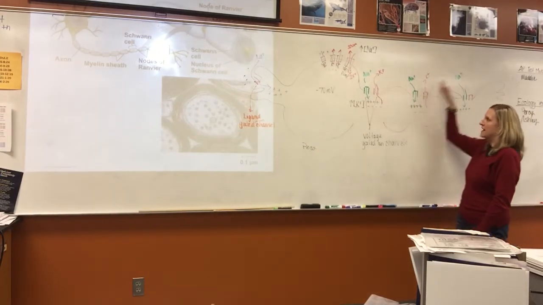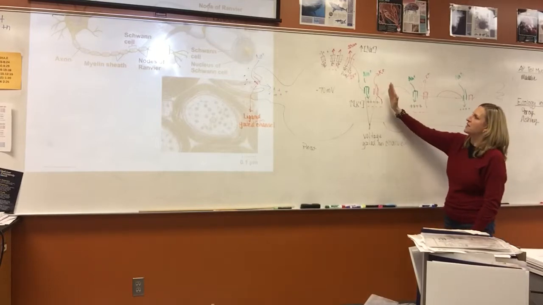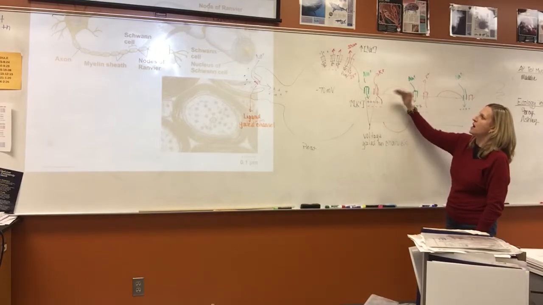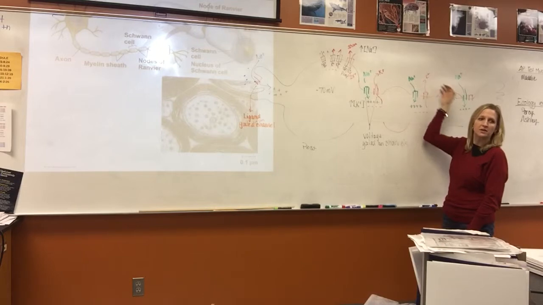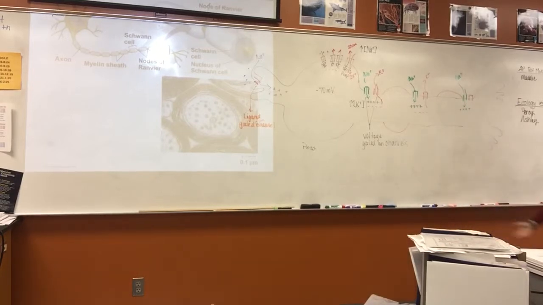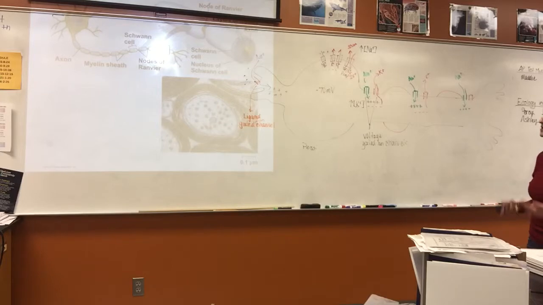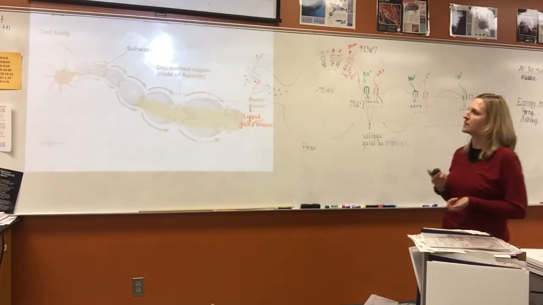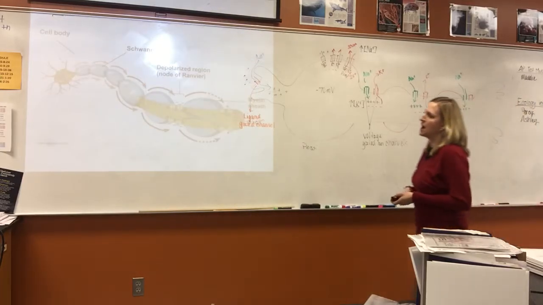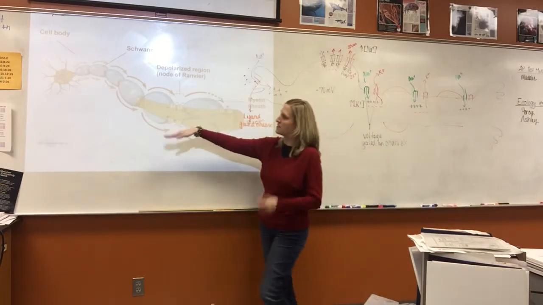And it makes it go faster that way, rather than if you had sodium gates all along and these open and these open and so on, it would be a much slower process. So this makes it happen much quicker and get to the end of your cell much faster than if it was unmyelinated. So that's the advantage of having myelin and increasing the speed. And that's what this picture is showing you here.